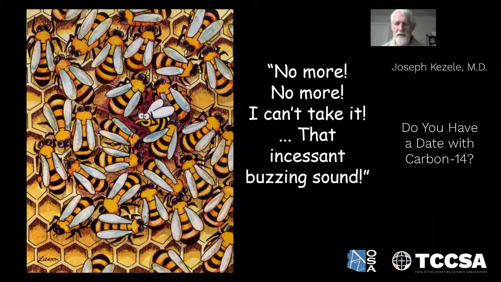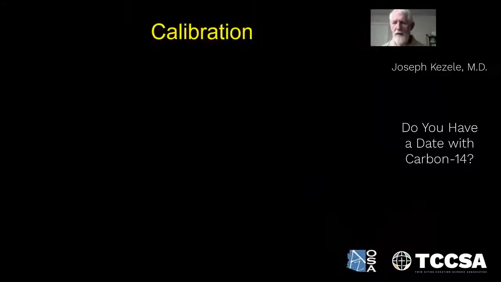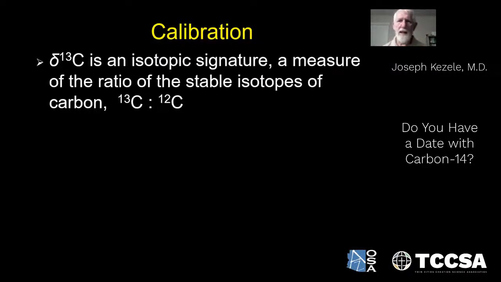Other considerations. Okay, I mentioned earlier calibration. Well, the evolutionists recognize that there are these problems with the assumptions of constant ratio of carbon-14 to carbon-12, and they try to compensate for them. So that's what they mean by calibration. And since carbon-13 is stable, not radioactive, they use this as a means of trying to compensate for some of these things that make their assumptions not reliable.